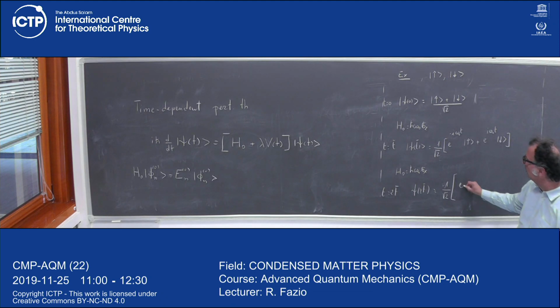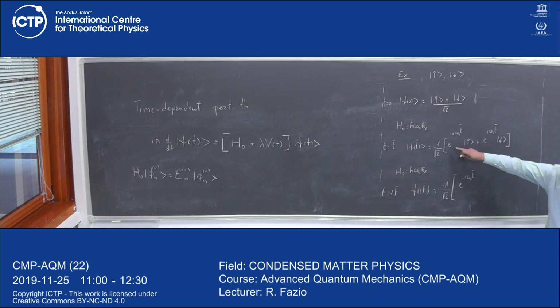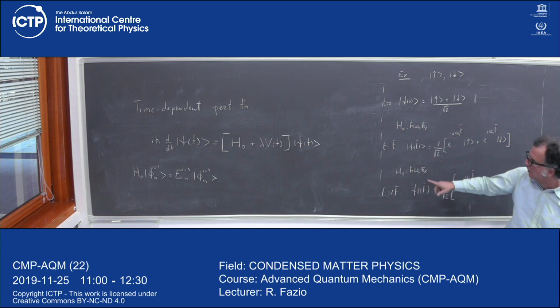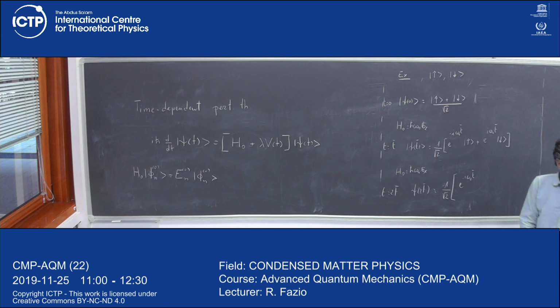Then I can write e to the minus i omega 0 t bar. Sorry, here there is a t bar. I just wrote this exponential. I just rewrote this phase factor. This phase factor does not change. So the only thing you should tell me is how this will modify h, spin up.